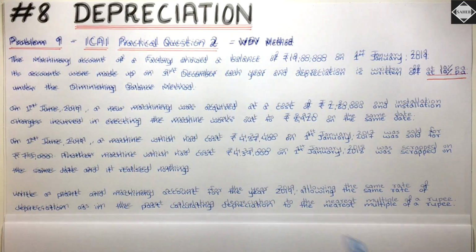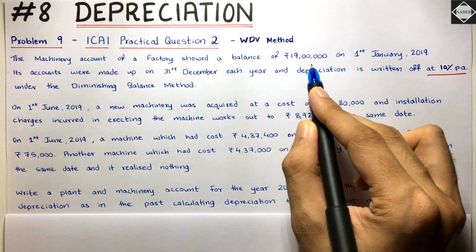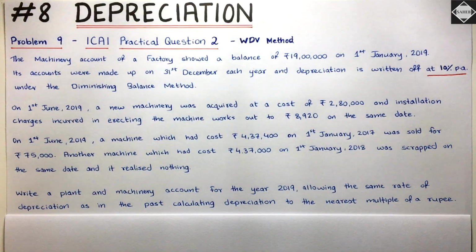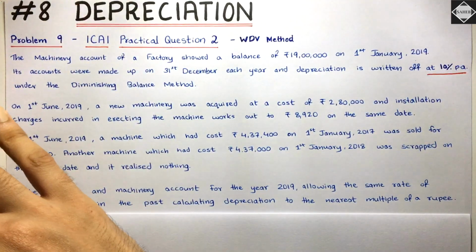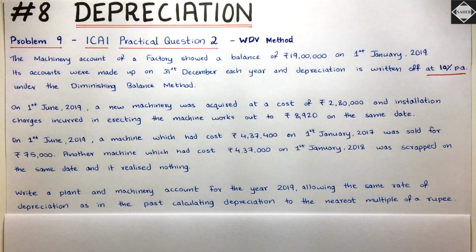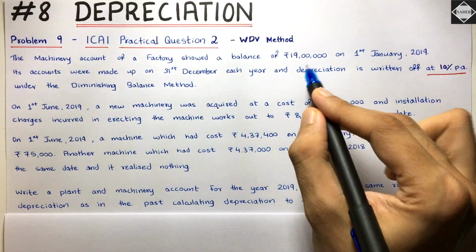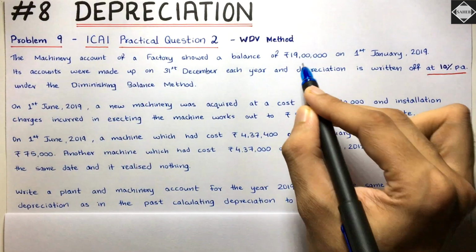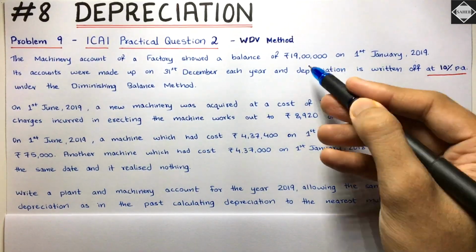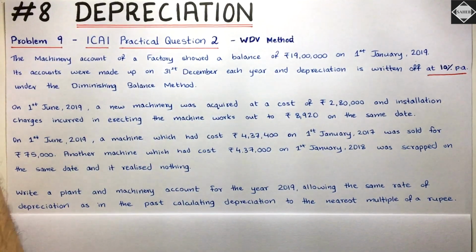Let's begin. Now see here, the machinery account of a factory showed a balance of 19 lakh on 1st January 2019. So here we come to know that we might have purchased lots of machines in the previous years and they were getting depreciated year by year. And now on 1st January 2019, in the entire machinery account, we have an opening balance, the written down value, as 19 lakhs. Is that clear? So in that 19 lakh, there can be lots of machines. Simple things, but you have to have proper clarity.